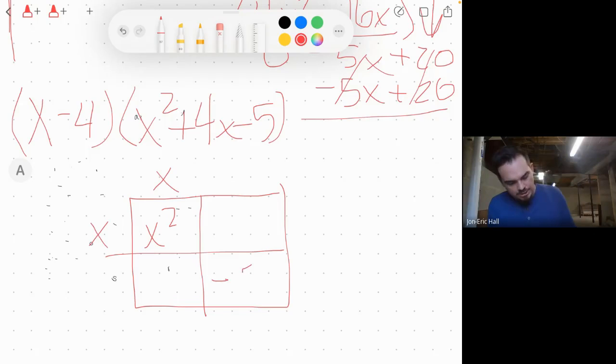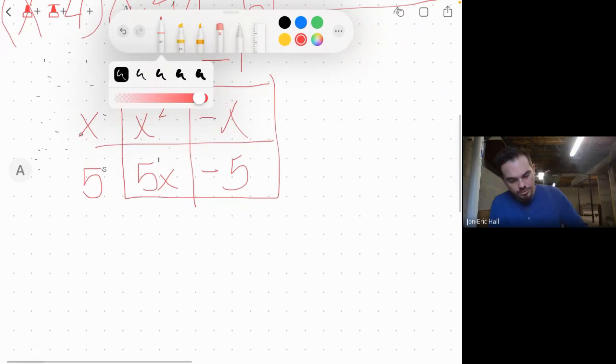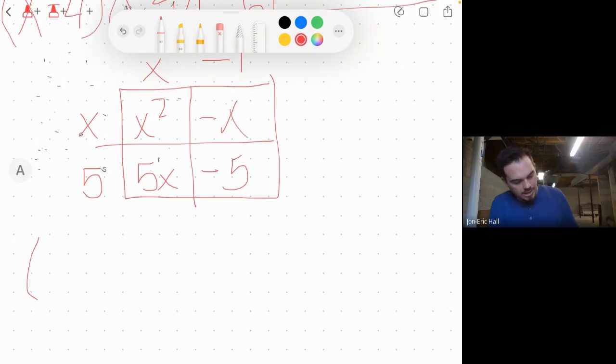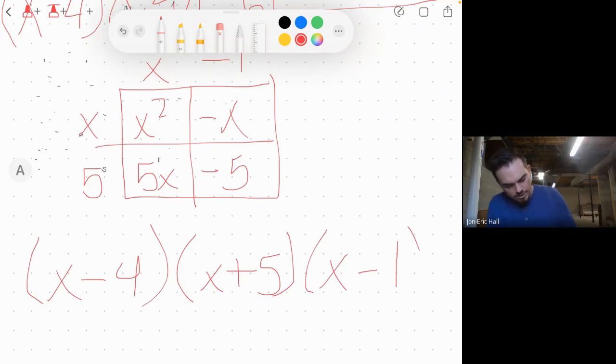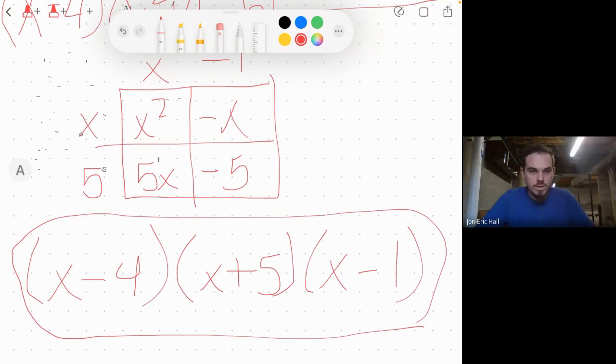And then we know down here this is a negative 5. So what times what is negative 5, but then adds together to give me a positive 4? Well, that's a positive 5 here and a negative 1 here. So that's 5x, and that's negative 1x. And so you can see my positive 4, and you can see my negative 5. So the final answer for this one is going to be x minus 4, and then x plus 5, x minus 1. So that is the product of all these linear factors that you need for question number 1.